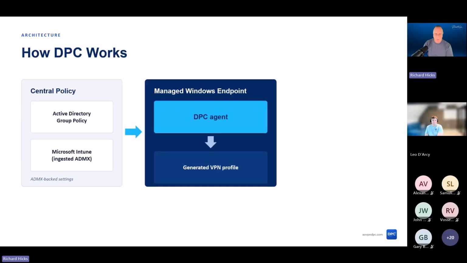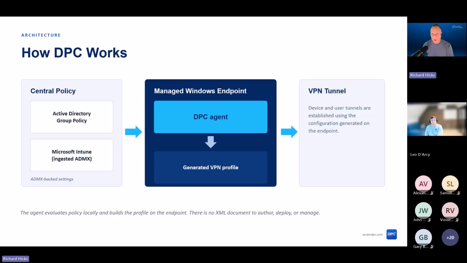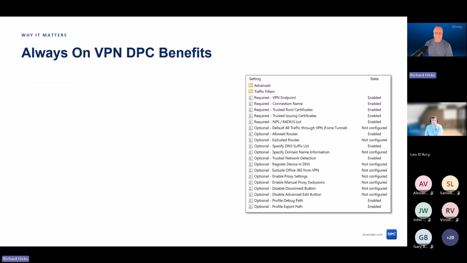So once we have our endpoint, which is under Intune management, we can push out the DPC agent. And by the way, if it's just under group policy, if it's a straight AD join, then it's just domain join membership and using group policy. Regardless, the agent reads those settings, generates a VPN profile, just like Intune would, just like you would with your PowerShell commands today. And then ultimately you get VPN tunnels, which are no different than if you'd have done it for yourself, except we just have a much more elegant way to do that.